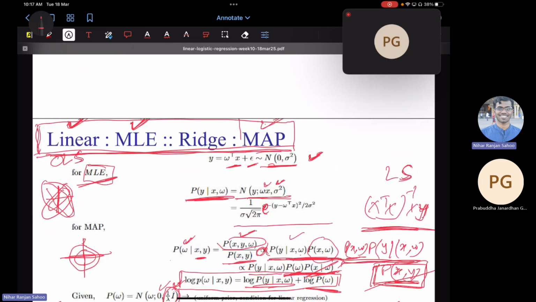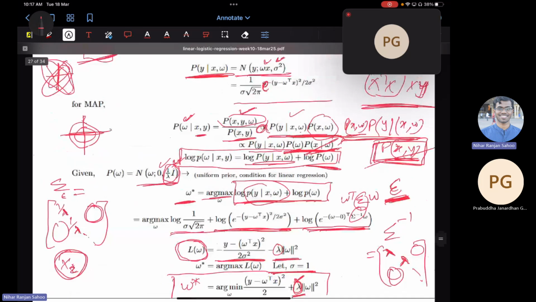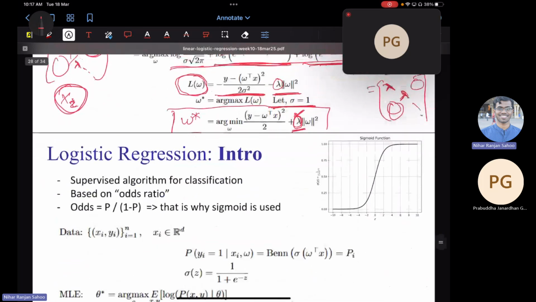MAP we are not going to discuss anymore. This is just the single discussion on MAP. All the algorithms we will only discuss with MLE. Okay, so any doubt till now for MLE or MAP? Okay, if not, let's go ahead into logistic regression.